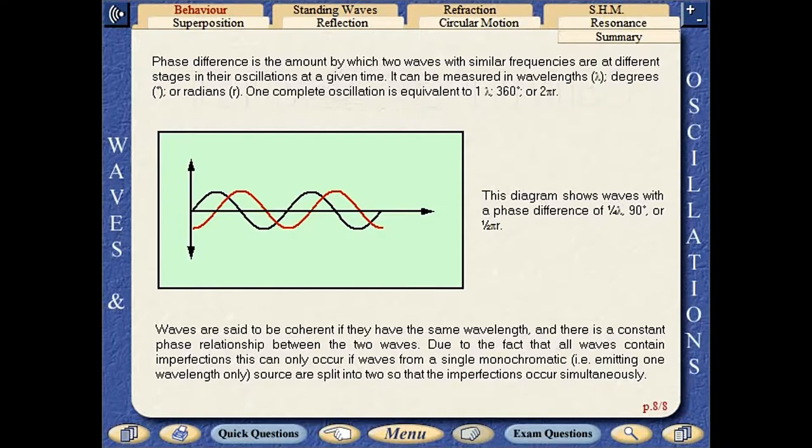Waves are said to be coherent if they have the same wavelength, and there is a constant phase relationship between the two waves. Due to the fact that all waves contain imperfections, this can only occur if waves from a single monochromatic source are split into two, so that the imperfections occur simultaneously.